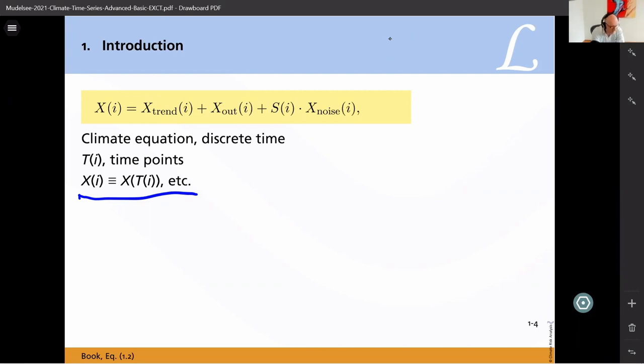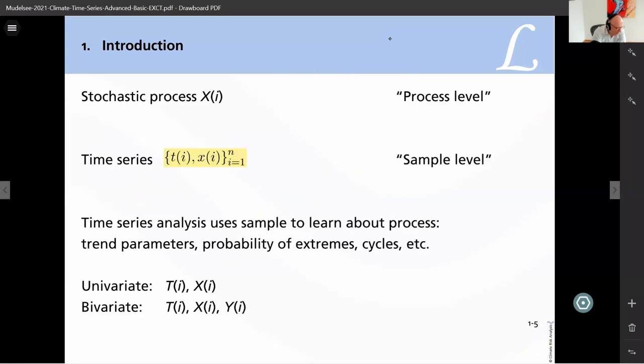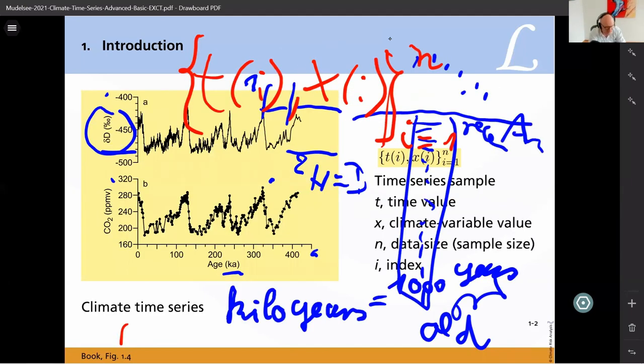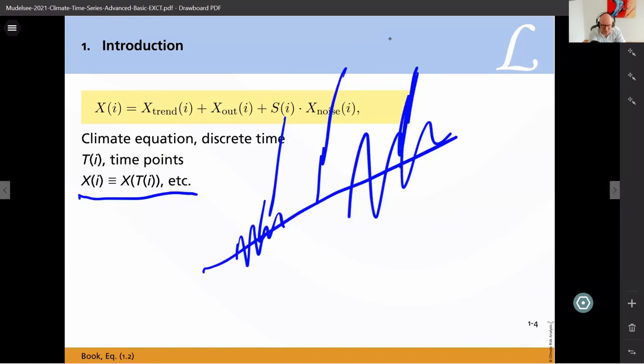Okay, so I honor the definition of climate in terms of the trend, and then we have a variability which may be small or large, and then more and more prominent are the extreme events. Okay, and then the task is to analyze the series, to learn about the system that generated the data, to learn about the climate. This is the third thing we need. The first was, let me go back, the first is a notation, okay, t of i, x of i. This is one you need for this course. The second is the climate equation in continuous or discrete time.